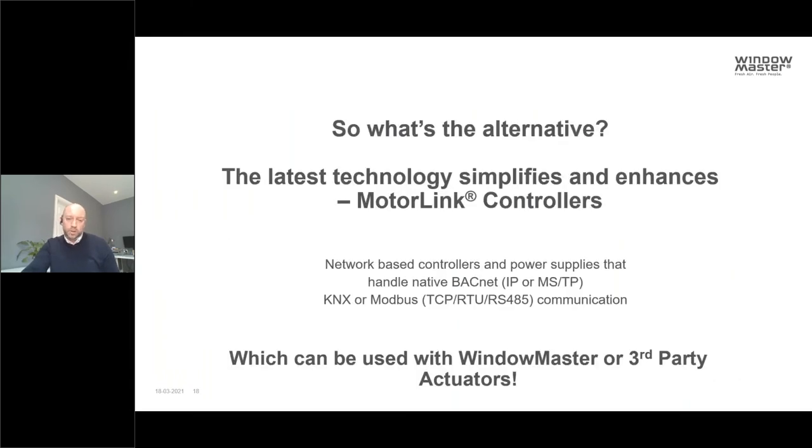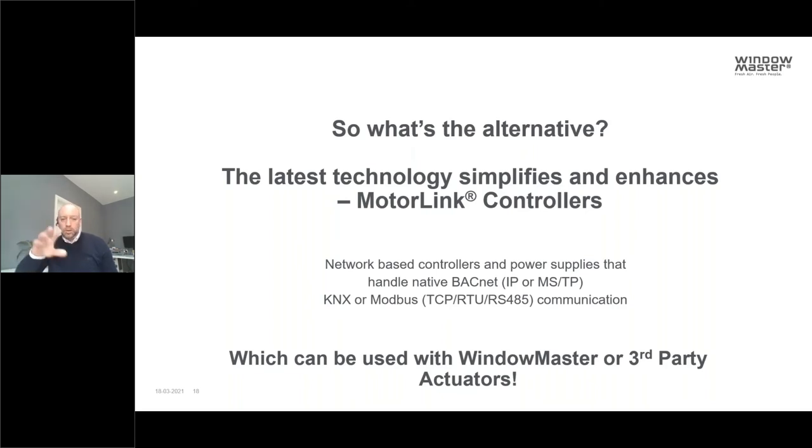So what's the alternative? Today we really want to take a look at some of the latest technology which can really help to simplify and enhance window automation by the BMS. Really get the best out of the BMS systems that you've got, and piggyback on the technology that the big system guys are offering. The likes of Siemens, Trend, Schneider, Distech. They're all offering some really fantastic products. And Motorlink really sits very well alongside those to get the best out of their systems, as well as delivering a high level of building performance.